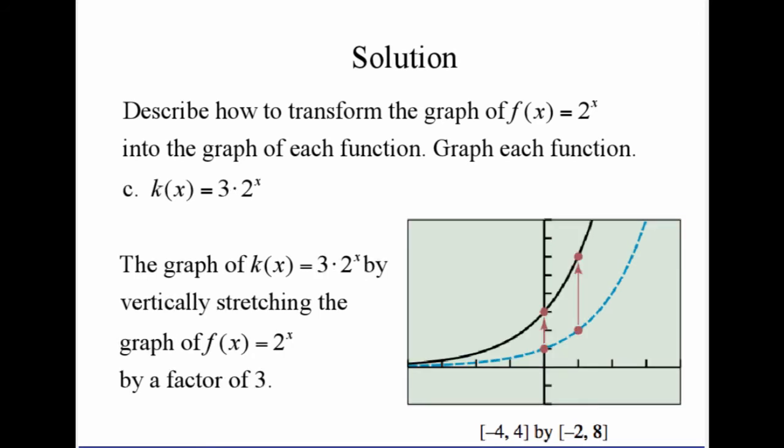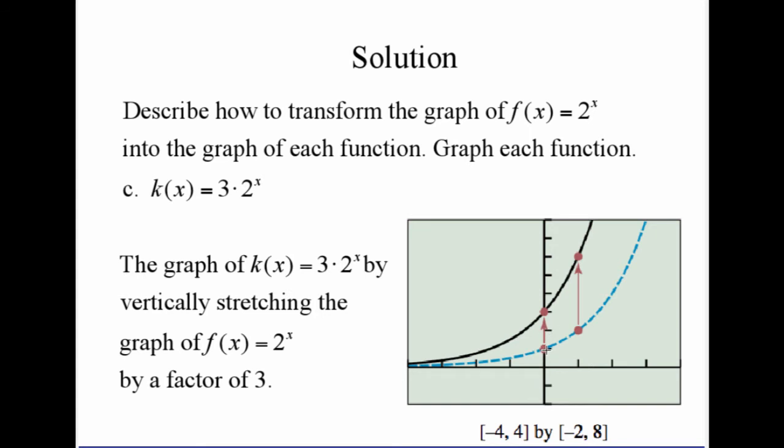And in part C, we had k of x equals 3 times 2 to the x, and we talked about how multiplying a function by some constant value gives us a stretch or a compression. And since 3 is greater than 1, we know that it's going to be a stretch. So all the function values are increased by a factor of 3 for each unique x value.